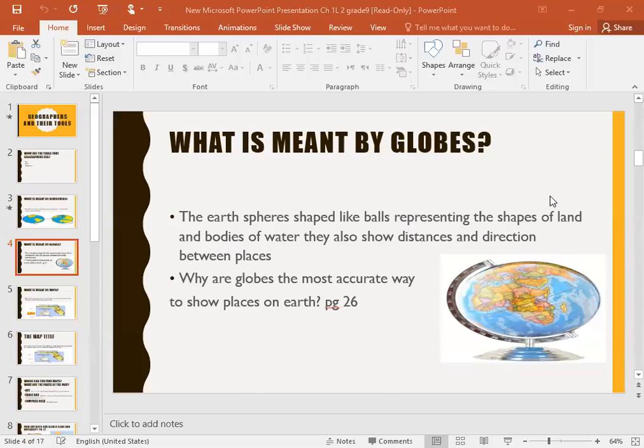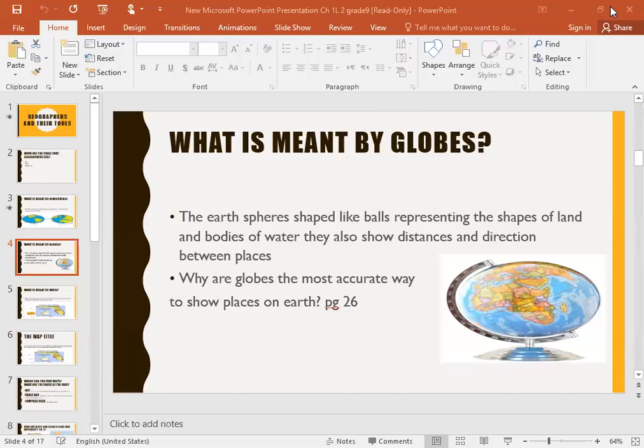What's meant by globes? You already have the definition in front of you. And my question to you: why are globes considered the most accurate tools to show places on Earth? Anyone knows the answer? Go ahead, but say your name because I can't see. Hannah Durham. Okay, Hannah, because I can see that. Thank you very much. Hannah, go ahead.